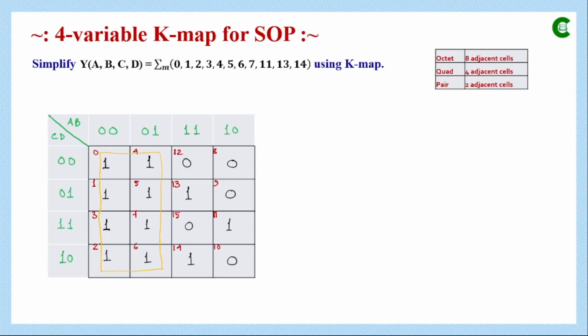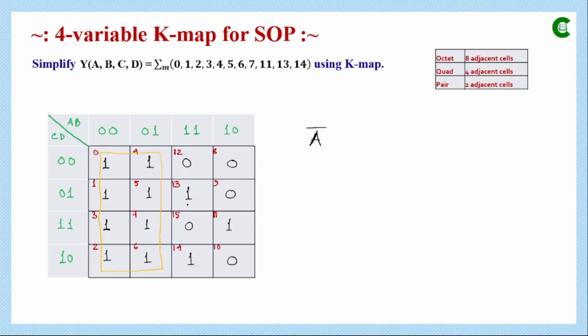So from this octet, B, C and D, all these 3 variables will be eliminated, and the only variable that will remain in the modified term will be A. And since the value of A in these cells is 0, the modified term for that octet will be A complement. Now we have to search whether any quad is possible or not, and for that we need 4 adjacent cells, and also we have to see that at least a single one is not a part of any group yet. But as we can see in this K map, there are no 4 such adjacent cells, so no quad is possible.